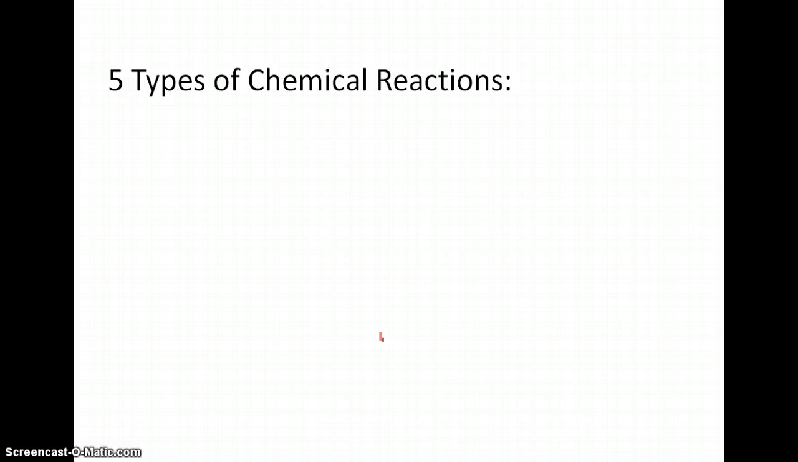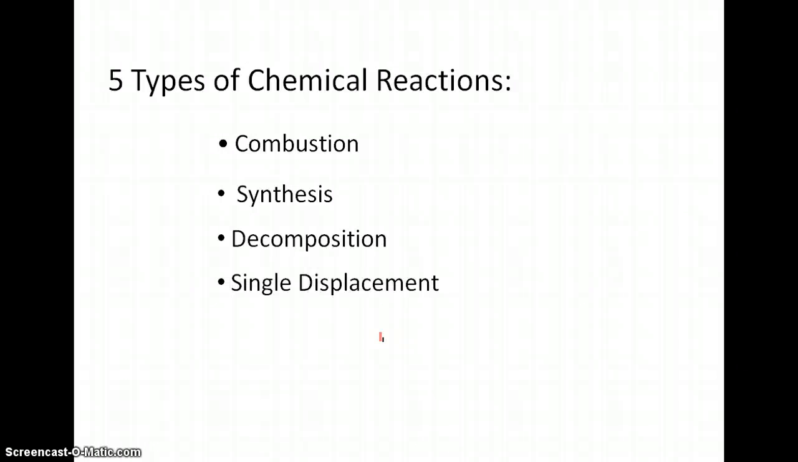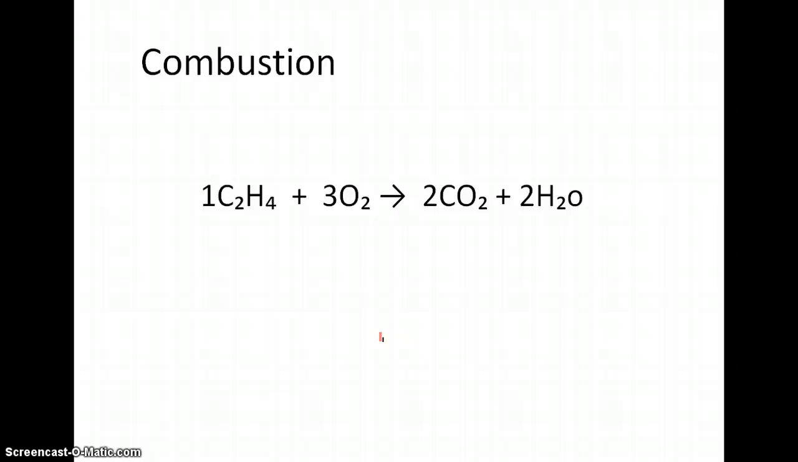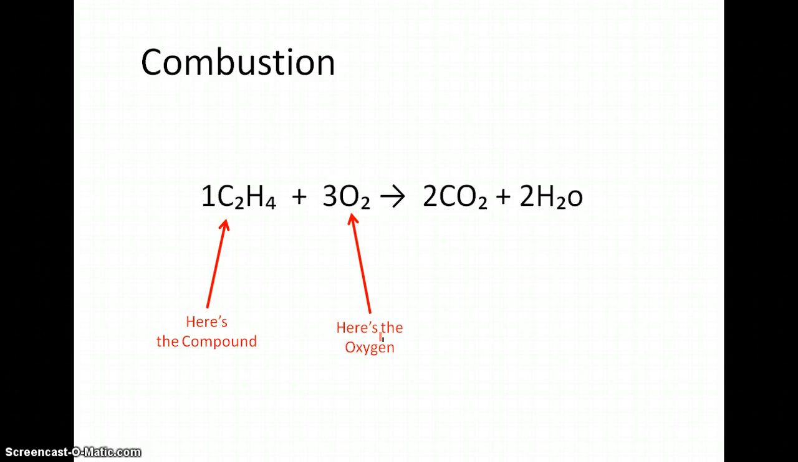Now, types of reactions. There are 5 types of chemical reactions: combustion, synthesis, decomposition, single displacement, and lastly, double displacement. A combustion reaction is when the oxygen combines with a compound to form water and carbon dioxide, like in the equation here. Here's the compound, here's the oxygen. Both of them combined together results in carbon dioxide and water formed.